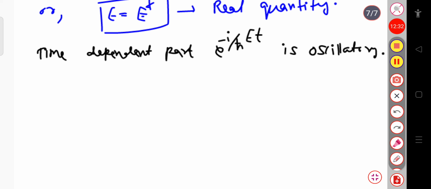So in a separable state, the functions psi of r t and psi of r differ only by a time dependent phase factor, that is having constant amplitude, exponential minus i by h naught into e into t.